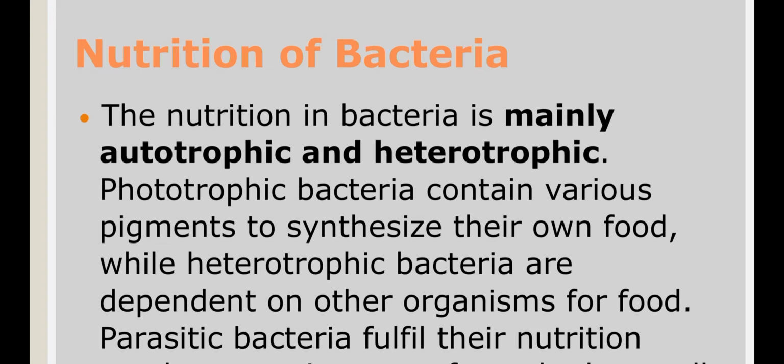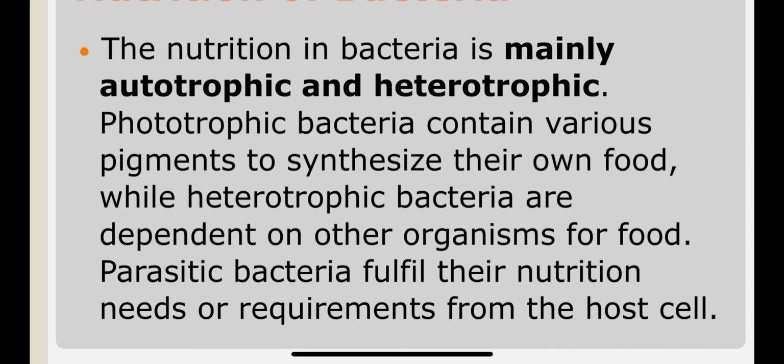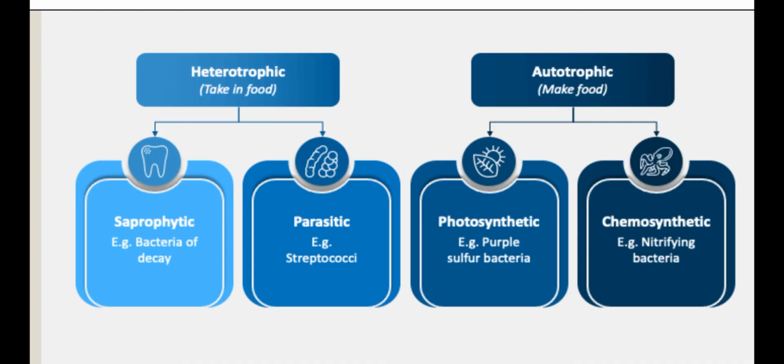Mainly bacteria are autotrophic as well as heterotrophic. In the nutrition of bacteria, phototrophic bacteria can make their own food with the help of light pigments. Complementarily, heterotrophic bacteria are mostly dependent on food from others, such as plants, dead decaying matter and other host cells. As this flowchart shows, heterotrophic and autotrophic are further divided into saprophytic, parasitic, photosynthetic and chemosynthetic.